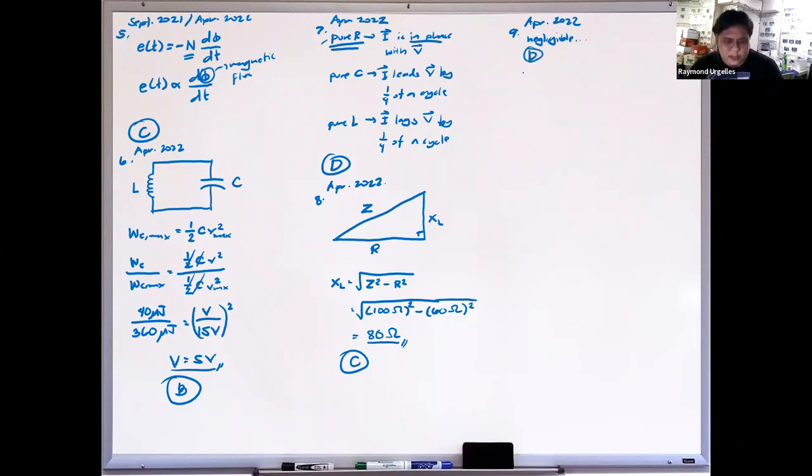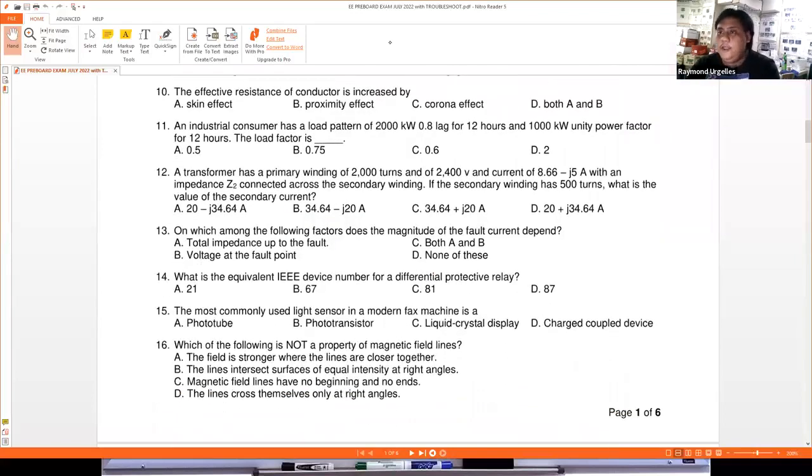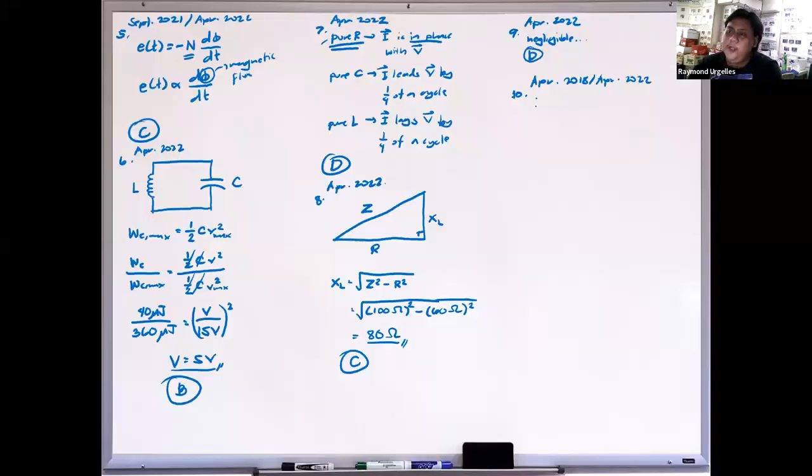Next number, 10. This came out in April 2018 and was repeated in April 2022. It's in the handout, and it's in our solutions in the Google Drive. The effective resistance of conductors is increased by the skin effect and proximity effect. It is explained in the solutions in the Google Drive, so check it there. This is under power system, problem number 1 in power system. Next, number 11.